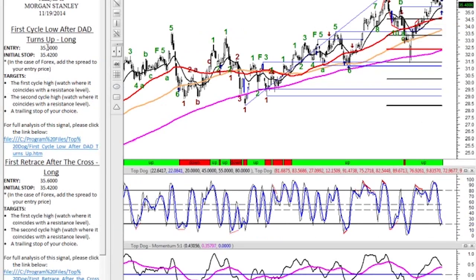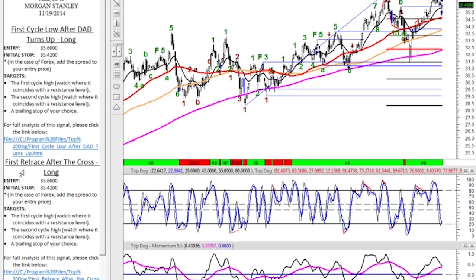Again, this is not a recommendation to buy or sell, but rather guidelines to interpreting and using specific indicators in the software. This one actually had 2 patterns today. It had a top dog after the first cycle low, and it had a first retrace after the long, and both of them look like the same setup, the same rules, so that might be an even better setup for tomorrow because it's having 2 of them.